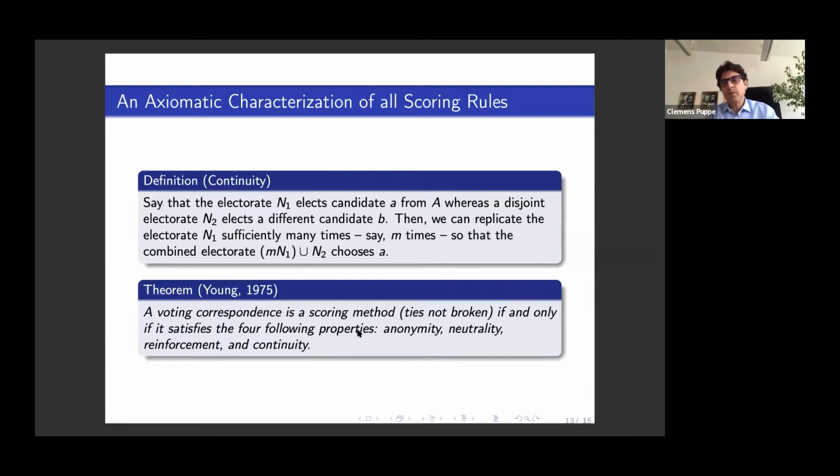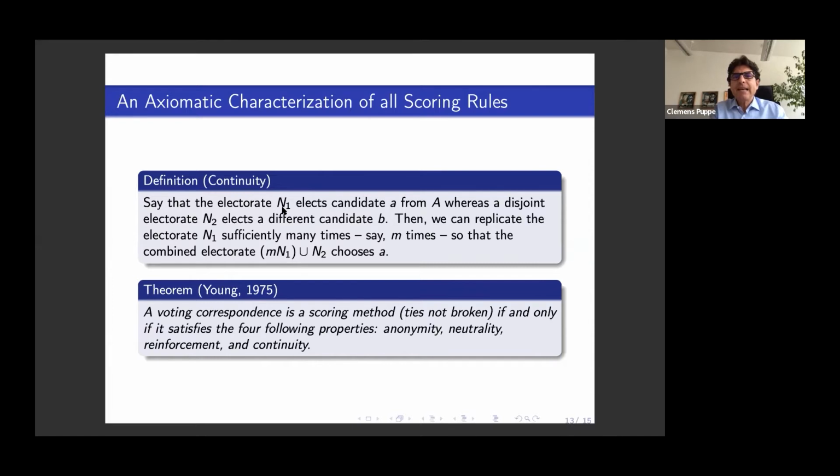four simple properties. Anonymity, we have seen this condition already, I can permute the voters, so names of voters should not play a role. It's neutral, that means names of candidates should not play a role. If I permute candidates, I just permute the winner in the same way. And then reinforcement and continuity. So let's look at reinforcement and continuity. Continuity is this condition. It is very simple.